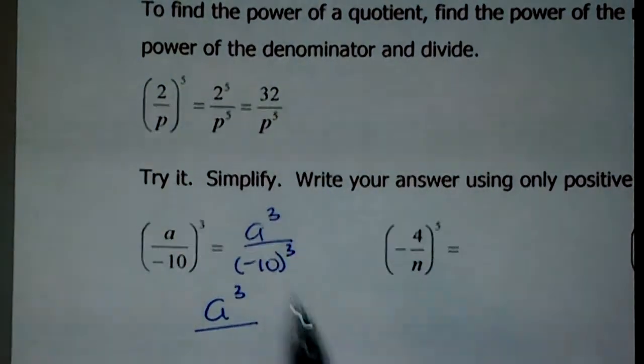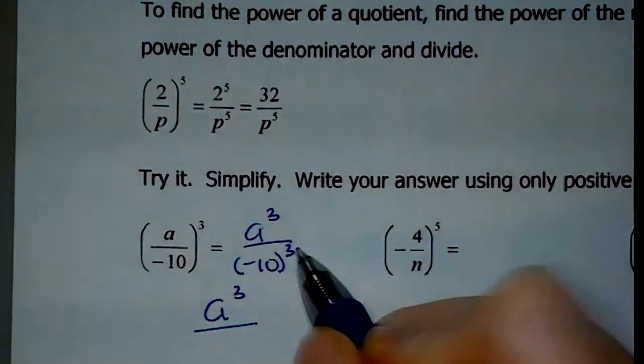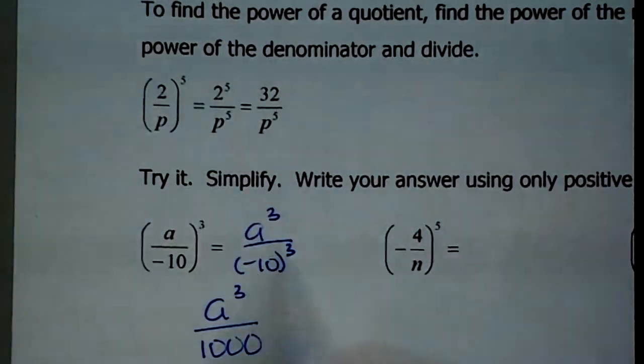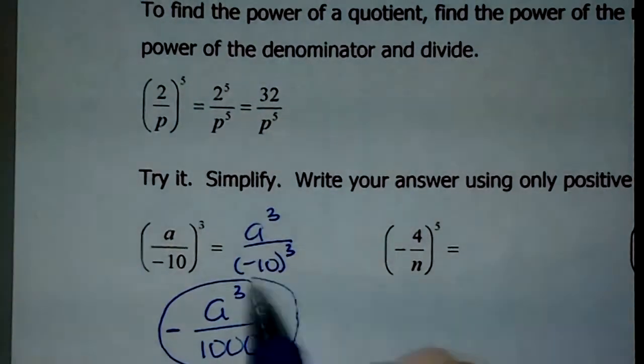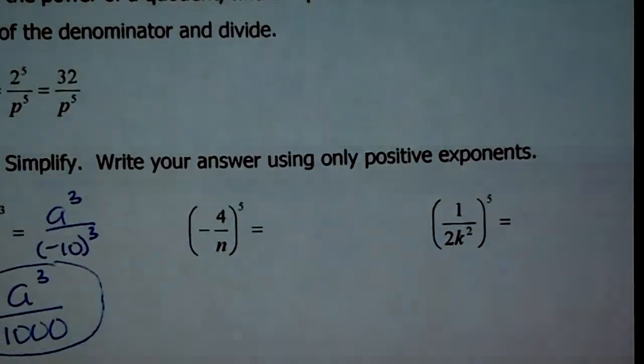So when you take a negative base and you multiply it 3 times, because it's an odd number, it's going to be negative. I know that 10 to the third power is 1,000, and I know this is going to be negative. Now you could put the negative with the denominator, but most of the time you're going to see it right in the middle instead of with the bottom. Either one would have been fine by me, but that should be the correct answer there. Okay, next one, I have the quantity of negative 4 divided by n raised to the 5th power.